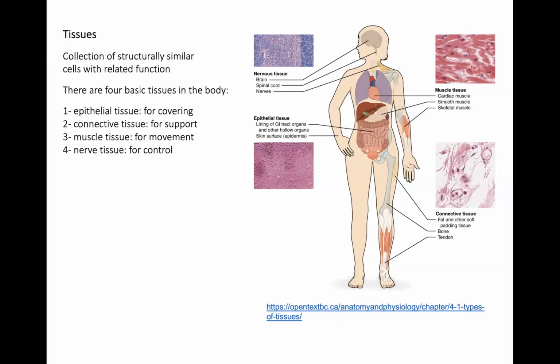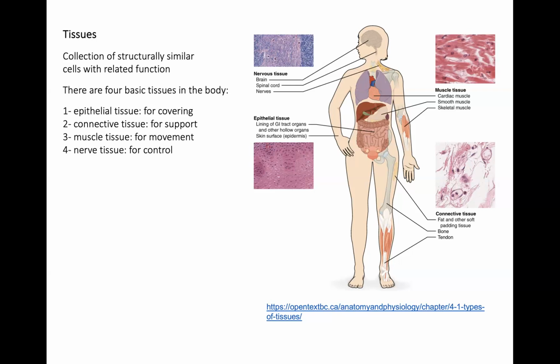retinacula, which are flattened, almost sheet-like ligaments. And we'll talk more about those in block 4. We also have bone, which is a type of connective tissue, and blood. Lymph is a type of connective tissue. So it supports and connects one part of the body to another.